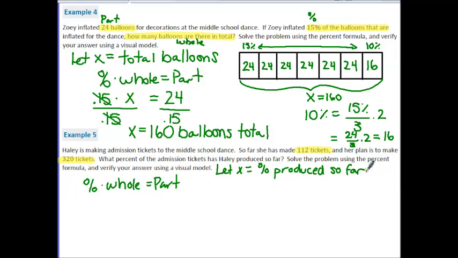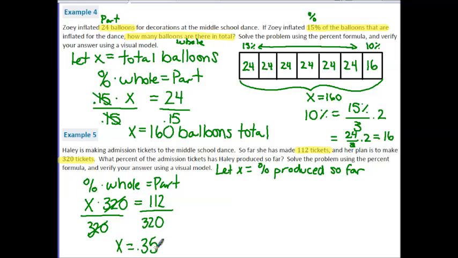So if I go ahead and substitute, our percentage for now is going to be known as X. The whole, we are told, is 320. And the part, we are told, is 112. So I need to solve for X. This is multiplication, so I would divide both sides by 320. 320s cancel over here, and we're left with X equals 0.35. And so when I turn that into a percent, we will find that Haley has completed 35%.